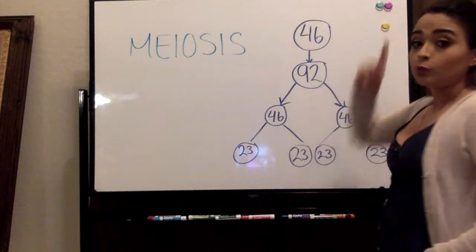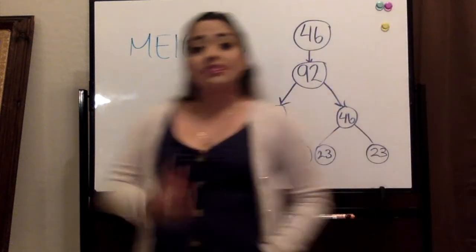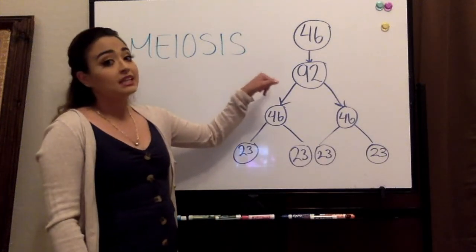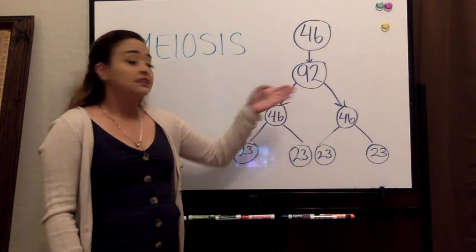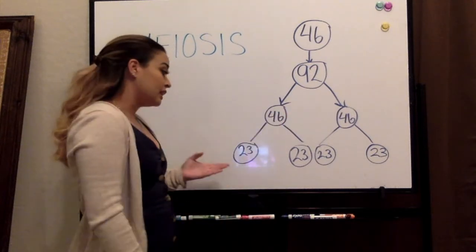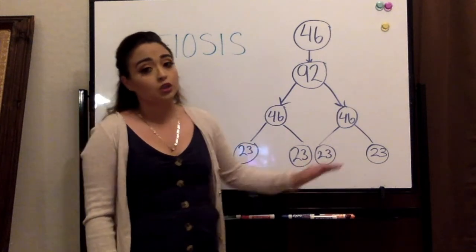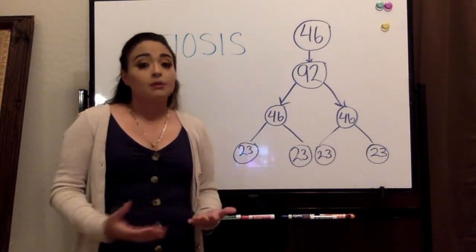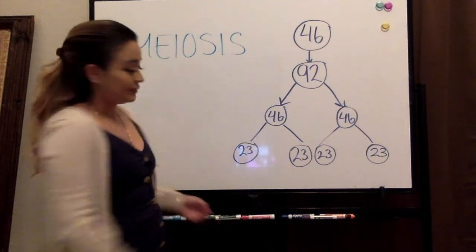We start off with one cell that has 46 chromosomes, and then that cell duplicates itself and then has 92 chromosomes. After it duplicates, it divides once, then twice. Okay? We end up with 4 cells that have 23 chromosomes each. Now, that doesn't always look the same for male and female. Let's see why.